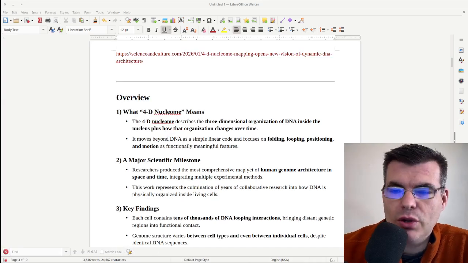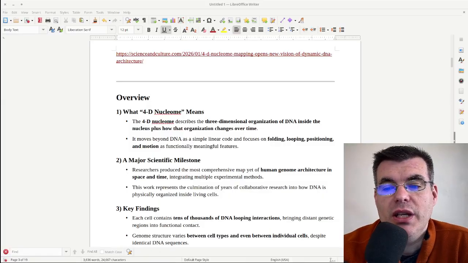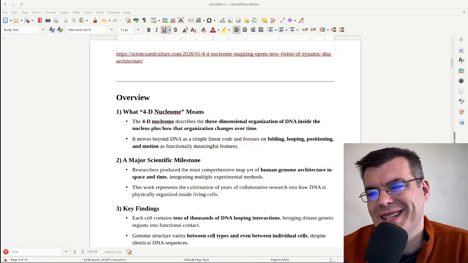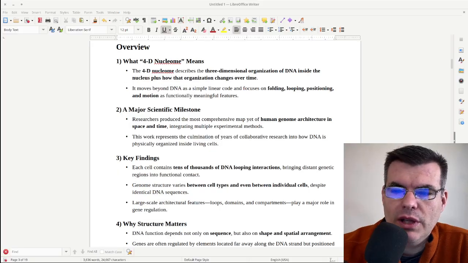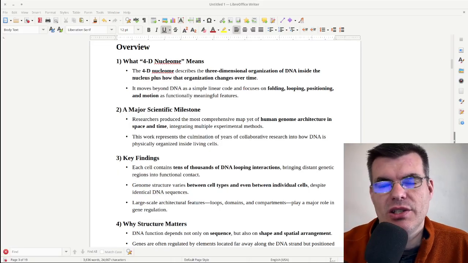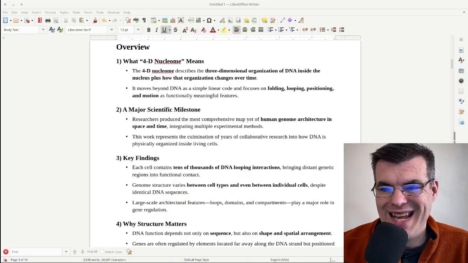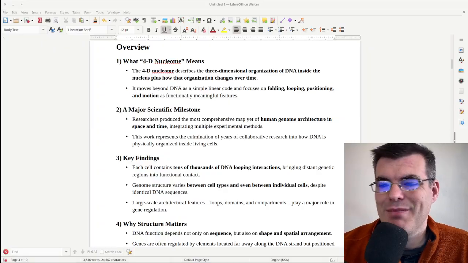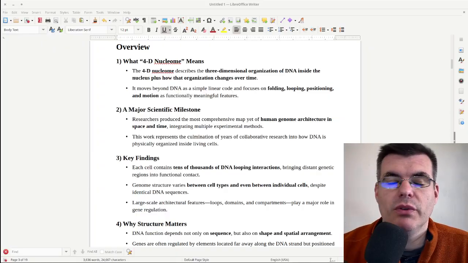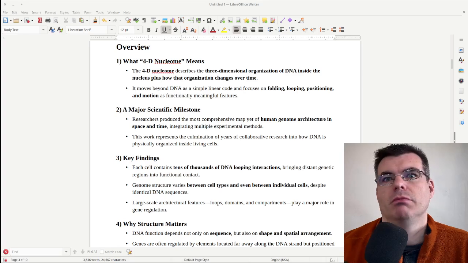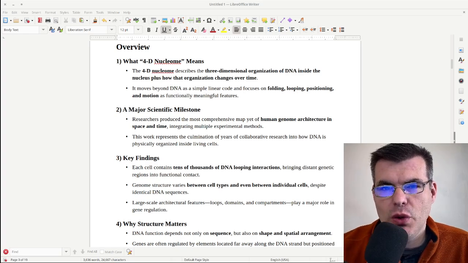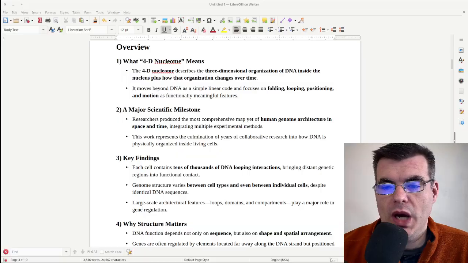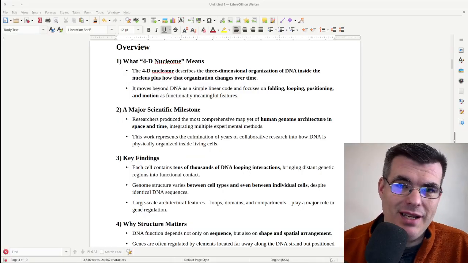What is this article about? It's about the 4D nucleosome. What is that? Well, a 4D nucleosome describes a three-dimensional organization of DNA inside the nucleus, plus how the organization changes over time. It moves beyond DNA as a simple code, like a linear text, and focuses on the folding, looping, positioning, and motion as a functional, meaningful feature. So it's more than just a simple line of code. The 3D aspect has impact on what's going on as well. And that doesn't count epigenetics, but that's beside the point.